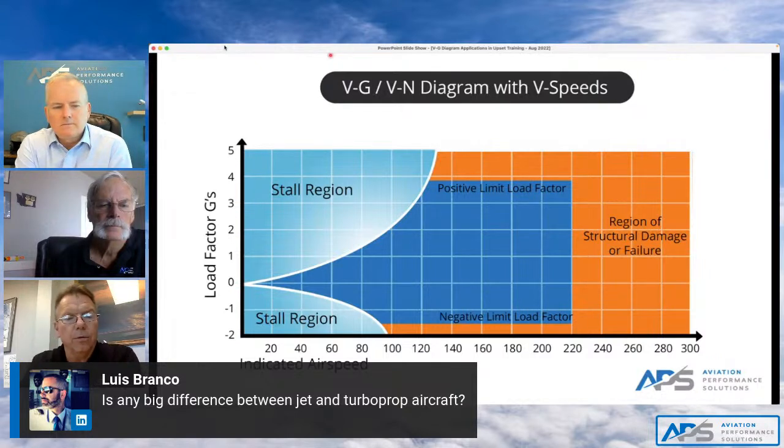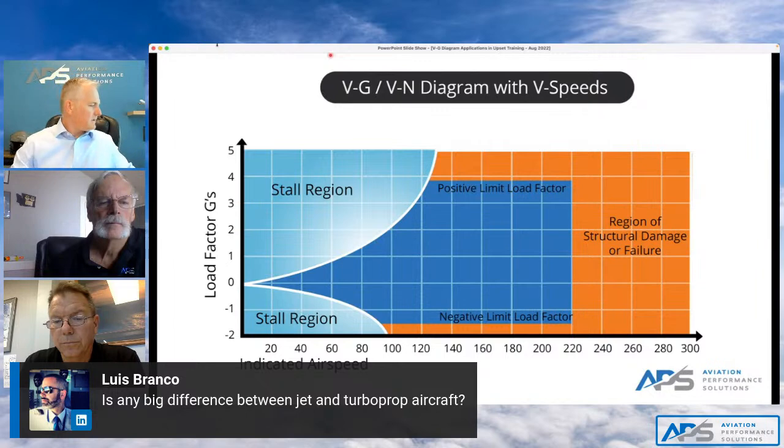So I think the short answer is really there is no difference. Right. And for example, we use jets here at APS for upset training. We use pistons in our location in Dothan, Alabama, for military location, and we use a turboprop Grob 120TP. So we have a deep understanding of these airplanes. And to Otter's point, the VG diagram is a great representation of the envelope for all the reasons we talked about today in various airplanes.